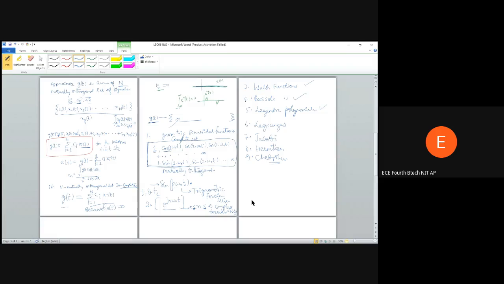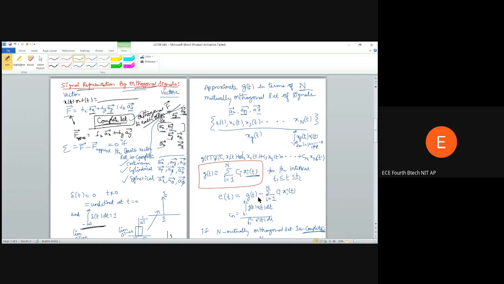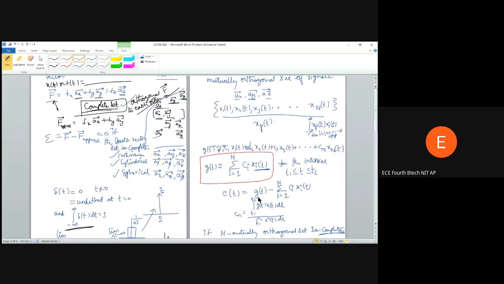Take any one of these, either Walsh or Bessel's functions or Legendre polynomials, and take one simple signal, whether it might be a sinusoidal signal or a square waveform, whatever it might be. Try to represent that signal in terms of these complete sets and find it out.